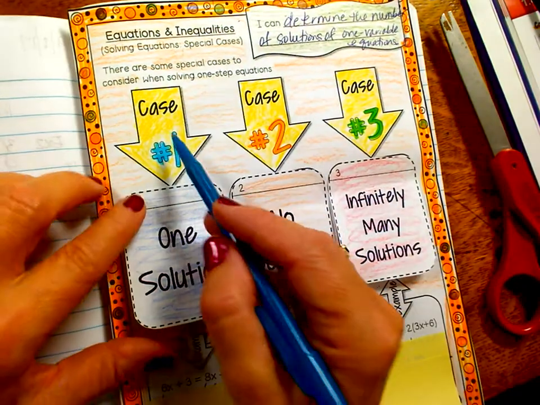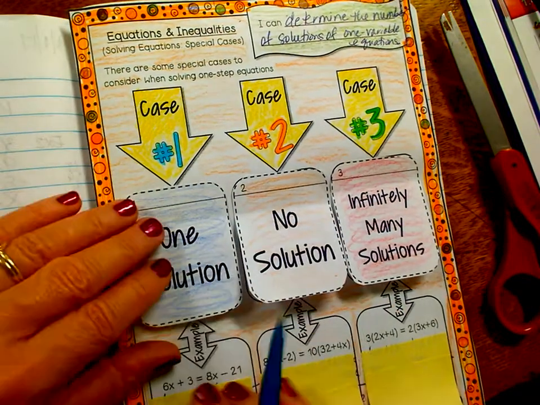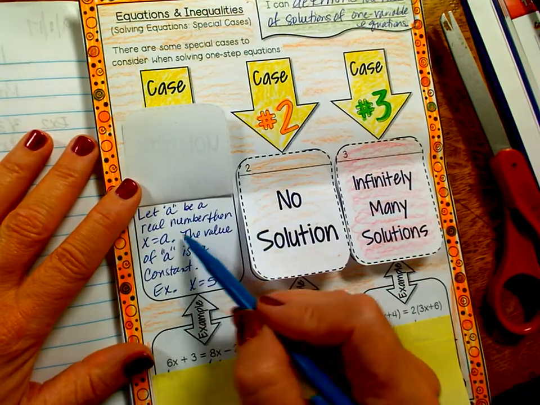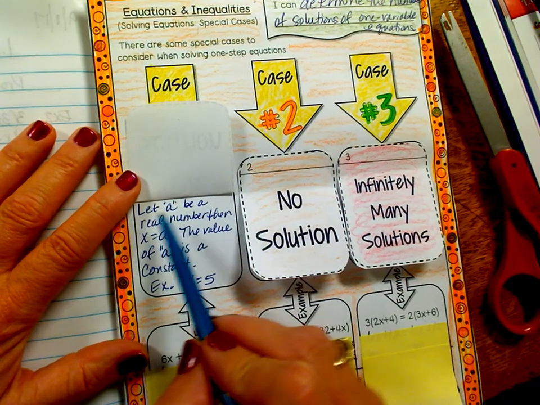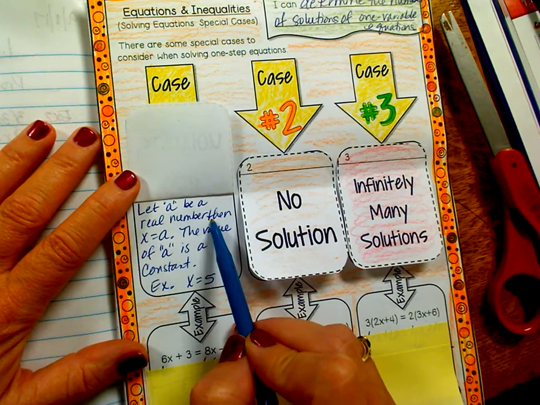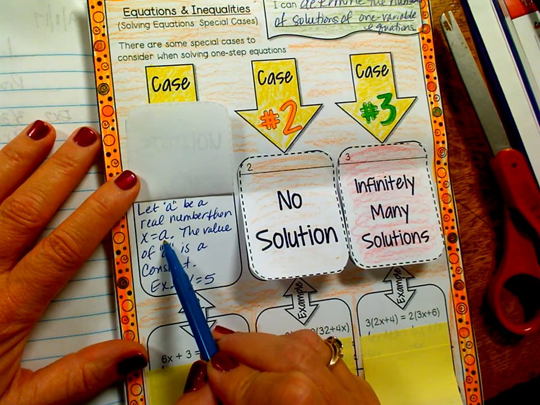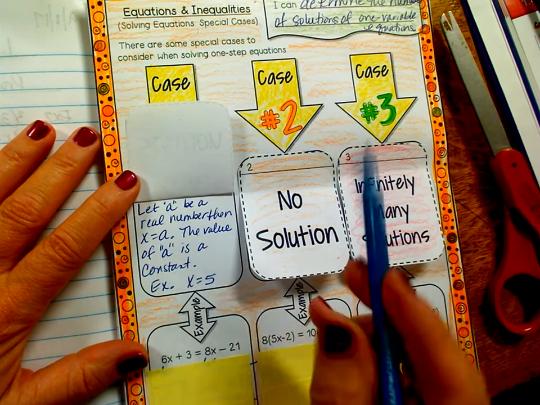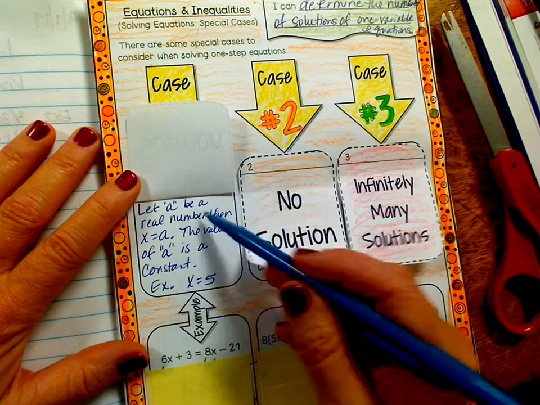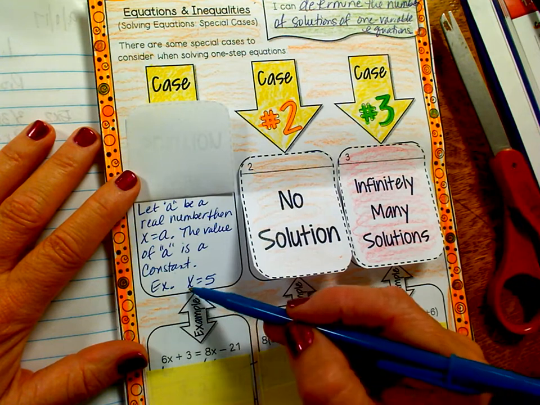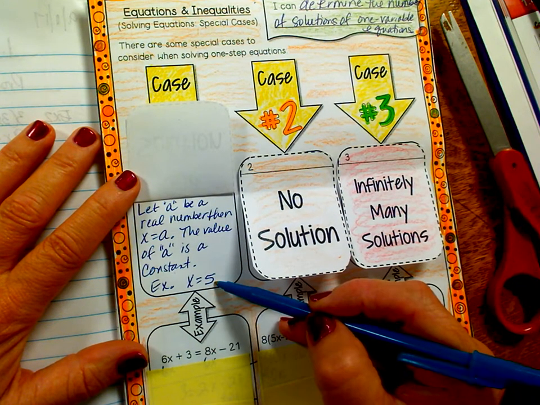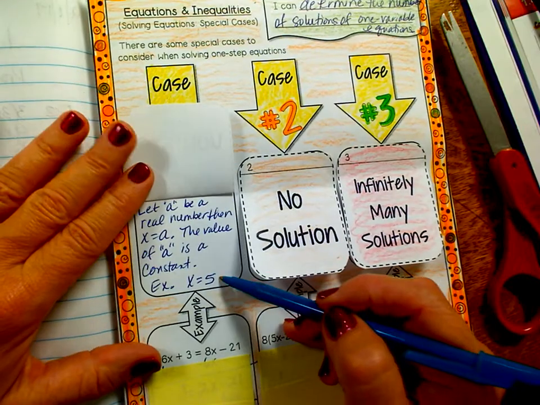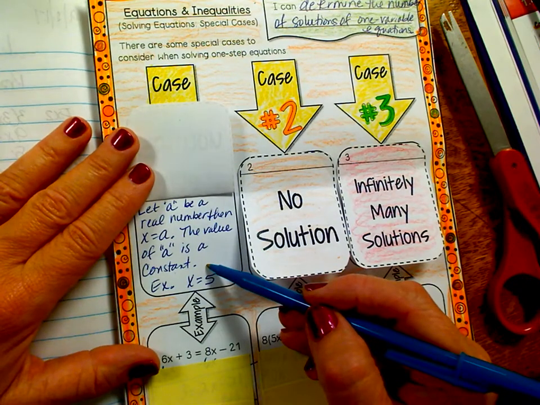So right here we have our case number 1, our one solution. I'm going to read it, and if you pause it, then go ahead and copy what it says here. Let A be a real number, then x equals A. The value of A is a constant. I know that sounds confusing, but the example is, so far everything you've been working has one solution. Like you've got it down to a variable equal to a constant, x equals 5. That's one solution. Only one number works in your equation. That's what we've been working with so far.